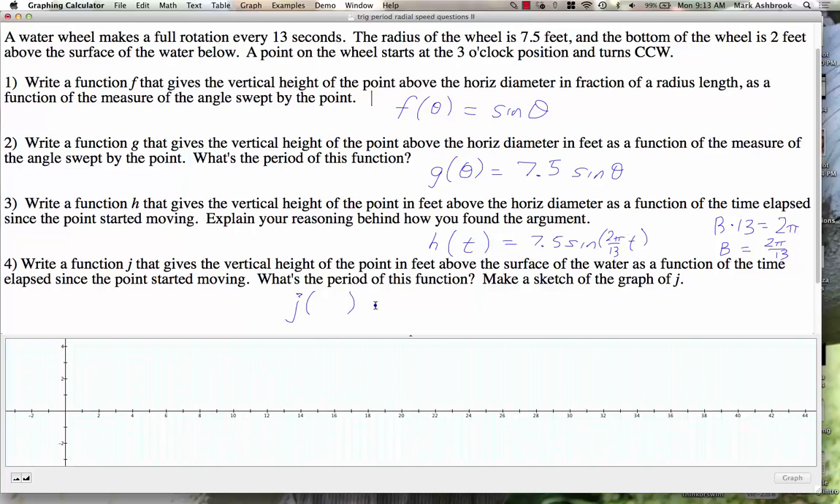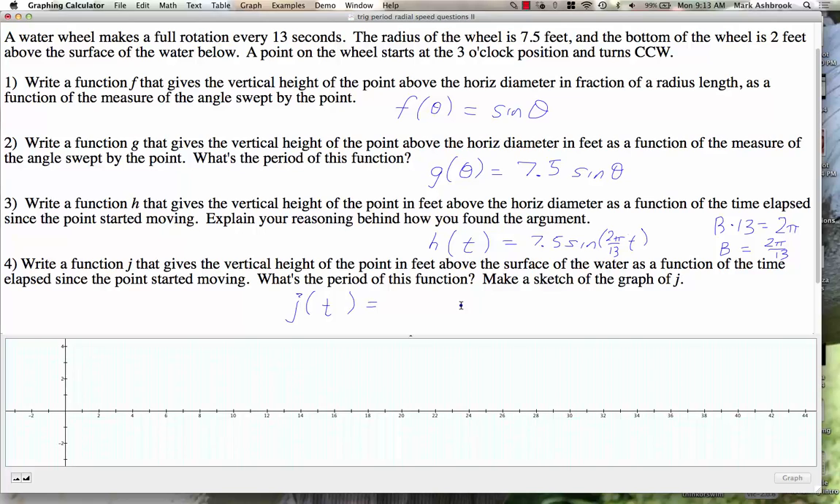What's the input? So here, what's the input? T again. And now we want the vertical height. What's different about j from h? What's different about j from h? Chad.